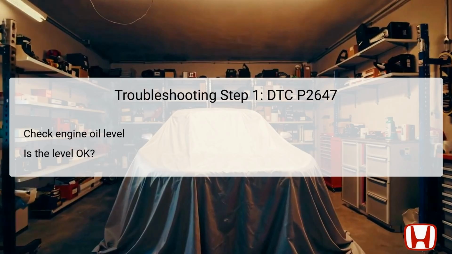The first step in troubleshooting DTC P2647 involves checking the engine oil level. Ensure the vehicle is parked on a level surface for an accurate reading. If the oil level is low, it may cause incorrect operation of the rocker arm oil pressure switch. In this case, the oil level should be adjusted to the proper specifications indicated in the owner's manual.